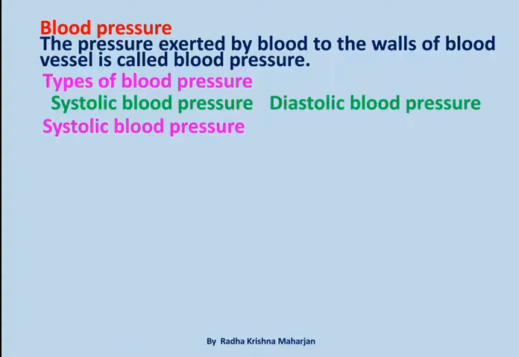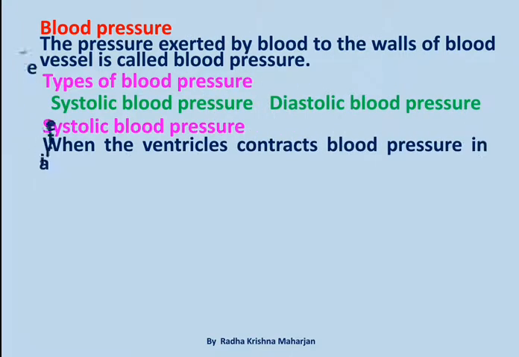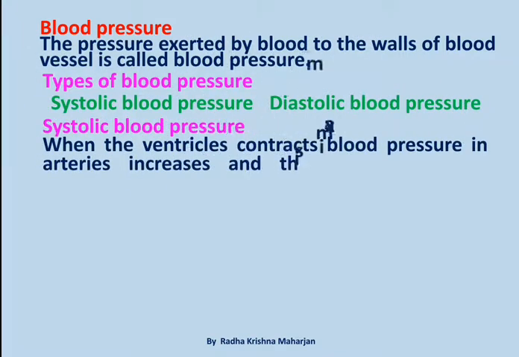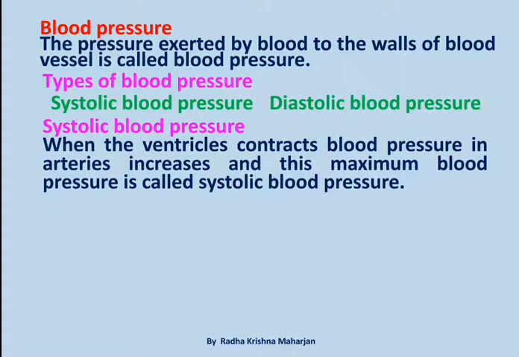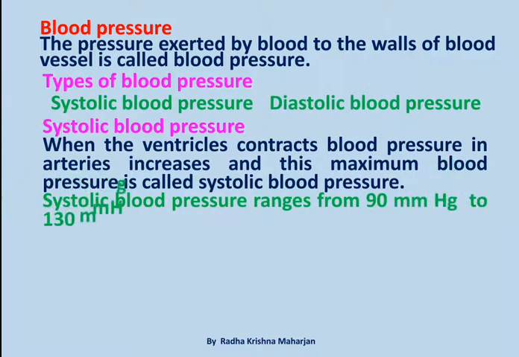Systolic blood pressure. When the ventricles contract, blood pressure in arteries increases and this maximum blood pressure is called systolic blood pressure. Systolic blood pressure ranges from 90 mmHg to 130 mmHg.